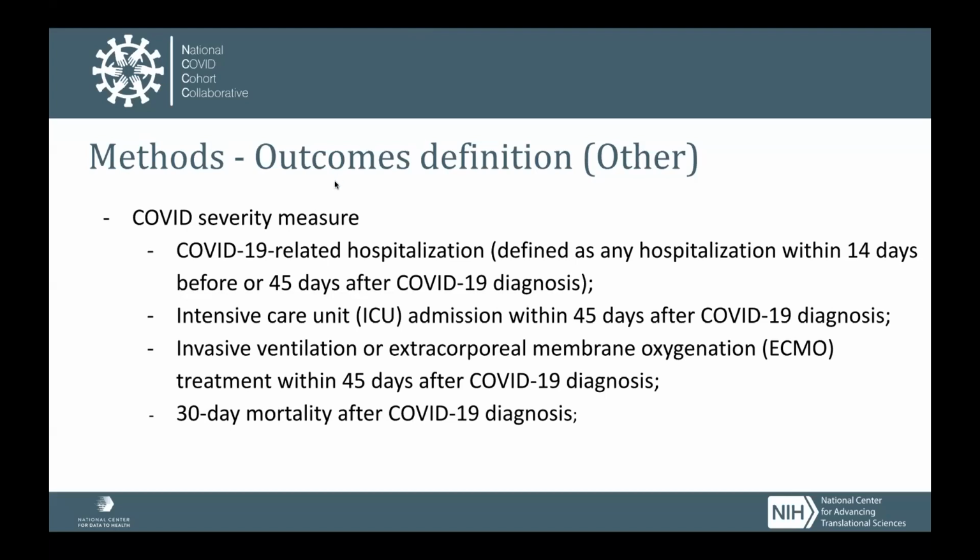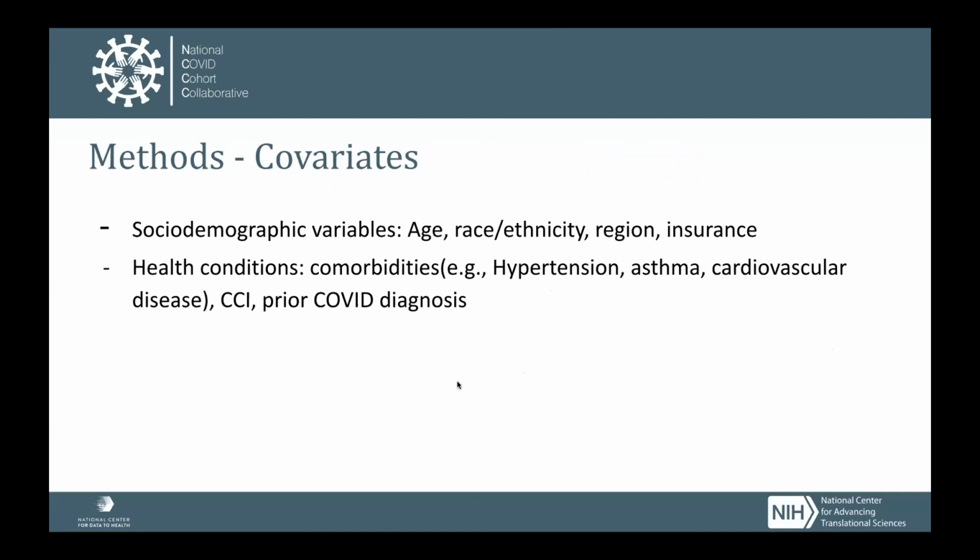Then we also include other COVID severity measures as our outcome, including COVID-related hospitalization, intensive care unit admission, ECMO, and 30-day mortality after COVID diagnosis. In our study, we also controlled for some other covariates, such as social demographic variables: age, race, ethnicity, region, insurance. We also considered their health conditions, such as comorbidities, including hypertension, asthma, cardiovascular disease, and their Charlson comorbidity index, and whether they have prior COVID diagnosis before their vaccination or before the COVID vaccine approval date.